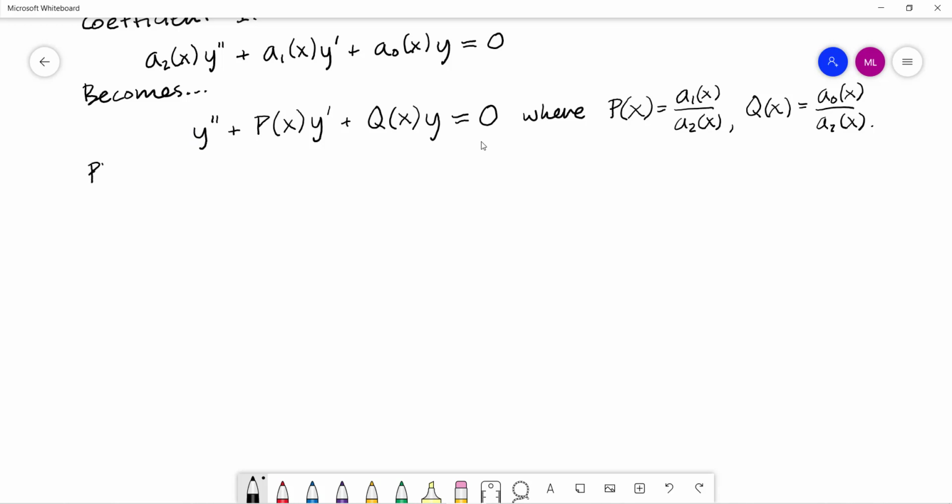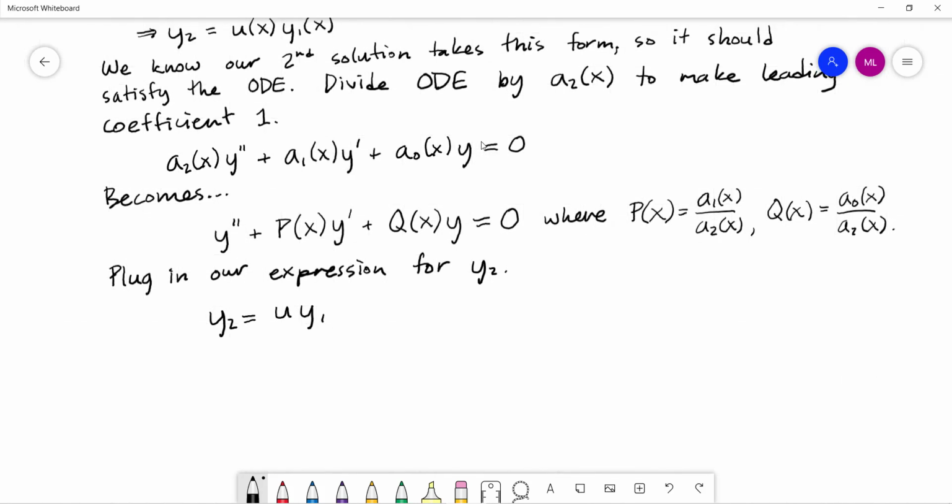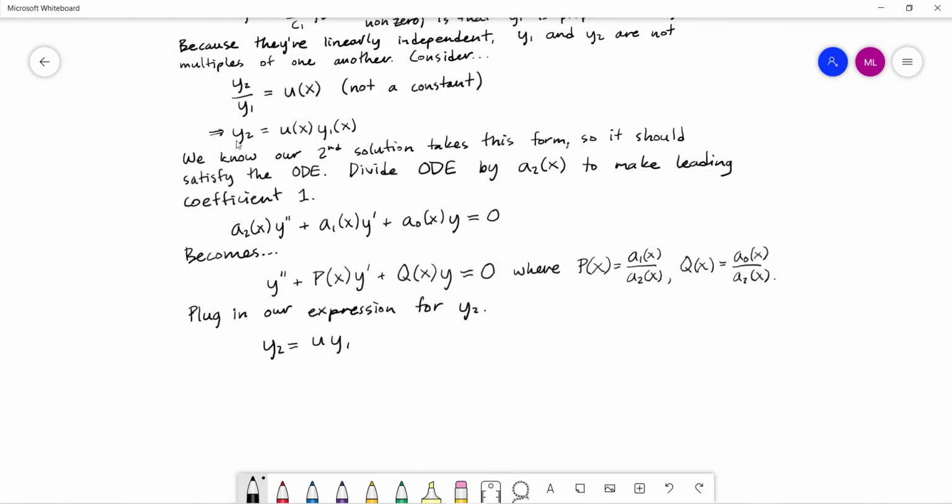So now plug in our expression for y2. You'll recall y2 was equal to u times y1. And again, I'm going to start dropping the x dependencies. So I'm just copying it from this line. y2 was u times y1.